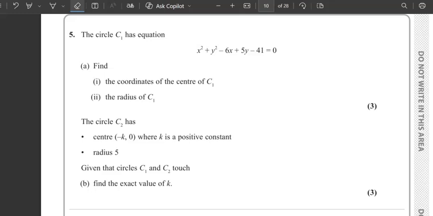Welcome back. Let's look at question number 5. Question number 5, you are given the circle C1 has equation x squared plus y squared minus 6x plus 5y minus 41 equals 0. Part A, find (1) the coordinates of the center of C1, and (2) the radius of C1.